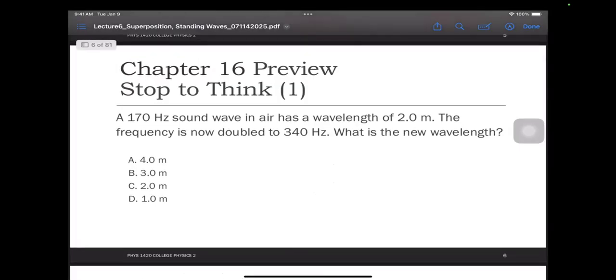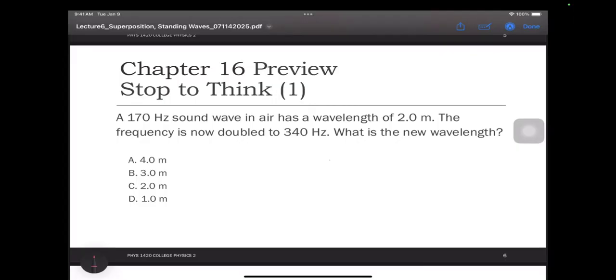Before we start this class, let's stop to think about one question. A 170 hertz sound wave in air has a wavelength of 2.0 meters. The frequency is now doubled to 340 hertz. What is the new wavelength? Actually, this one is quite easy, am I right?